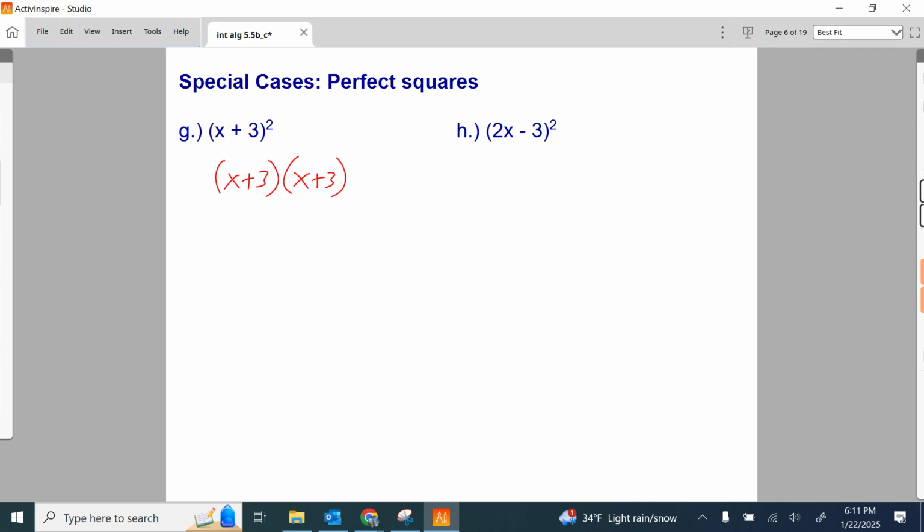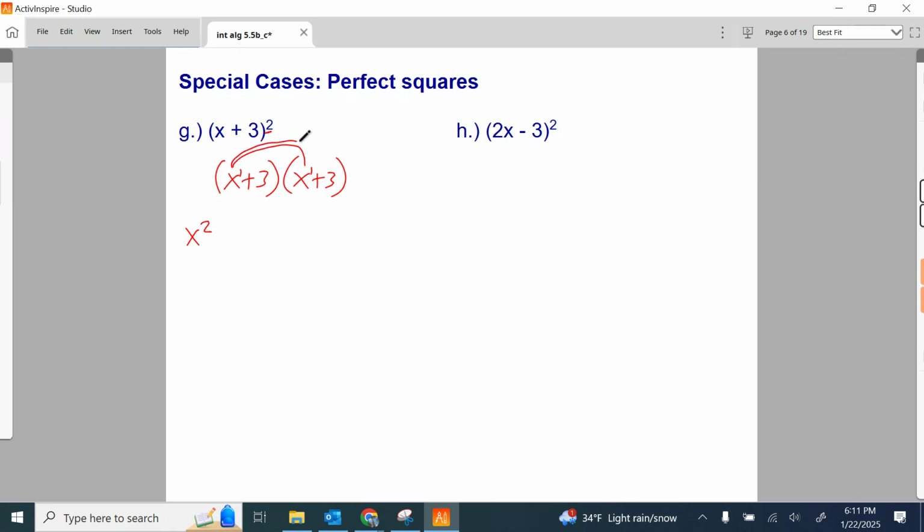But let's multiply these two together. So here is what we have, two binomials that are identical. Because of that, the power of 2 means we're going to have two of those being multiplied. So let's take a look at what we're going to get. Following our FOIL steps, we have x times x, which is going to create x to the power of 2.